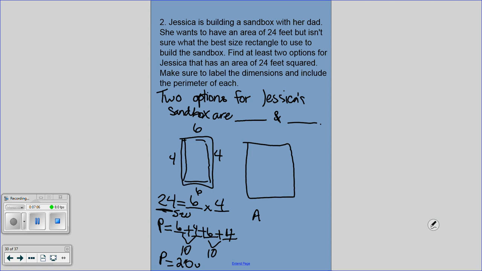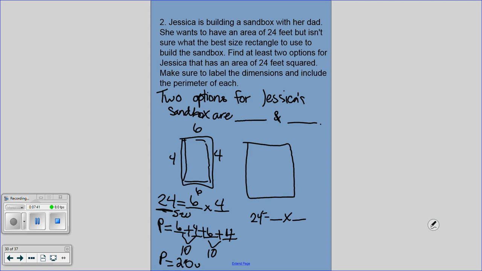So instead of writing area equals one side times the other side, I actually know my area. It told me, hey, the area is 24 square units. What could be some dimensions? Kaylin, what could be an option? 8 times 3. That gives you a product of 24.